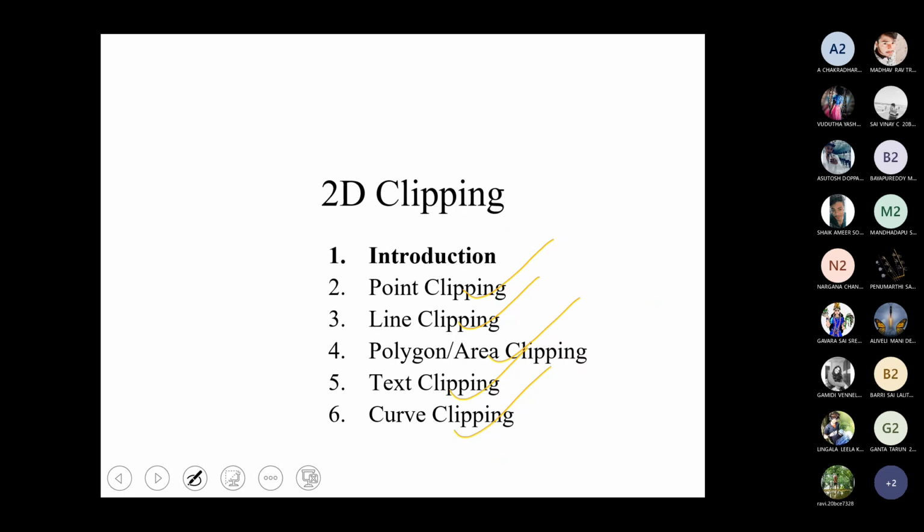Before starting with the types of clipping, you should know the applications of clipping. The first application is to extract the part we desire. So whichever part you want, only that part will be extracted. The second one is for identifying the visible and invisible area in a 3D object.